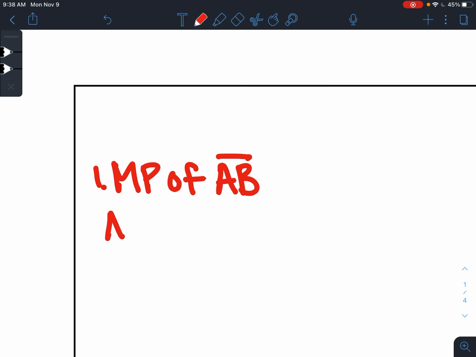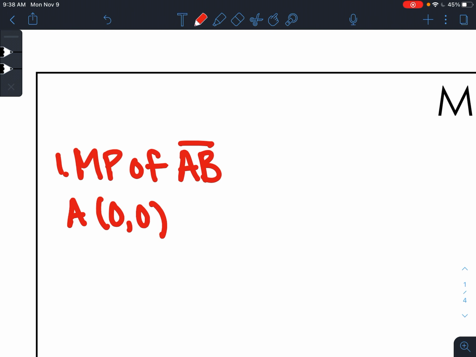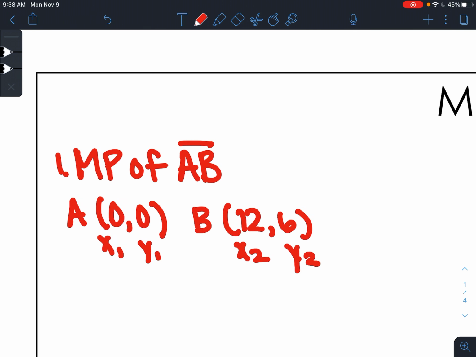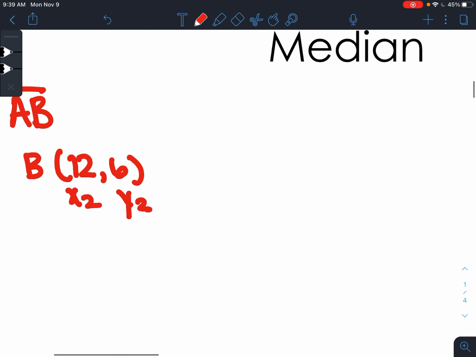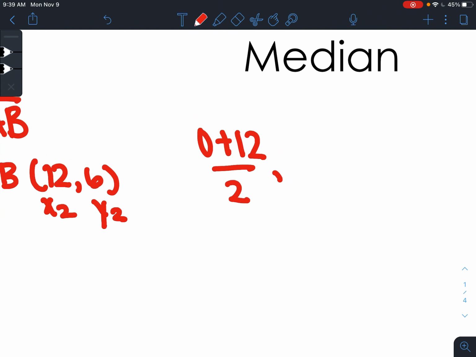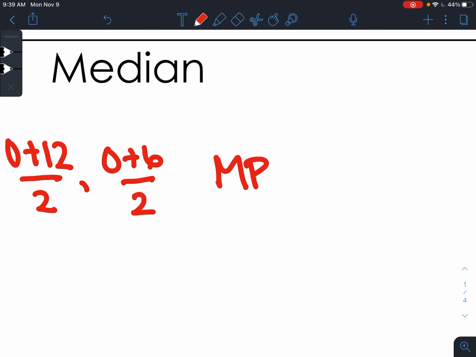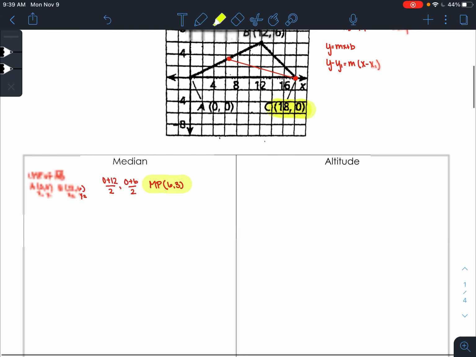A is (0, 0) and B is (12, 6). I'm going to go straight across: x1, y1, x2, y2. Plugging into my midpoint formula, I get (0 plus 12) divided by 2, comma, (0 plus 6) divided by 2, which means my midpoint is (6, 3). That's your first step, to find the midpoint of that segment.